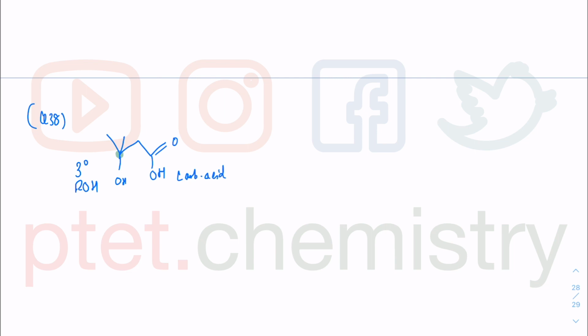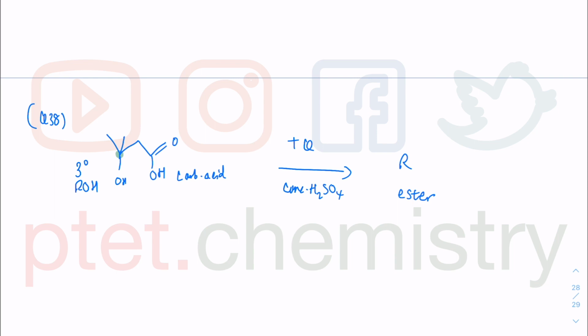So excess of P reacts with Q in the presence of concentrated sulfuric acid. So this is most likely esterification. So this must be an ester. But the key question is: is it the alcohol or the carboxylic acid that forms the ester? So we still don't know yet.